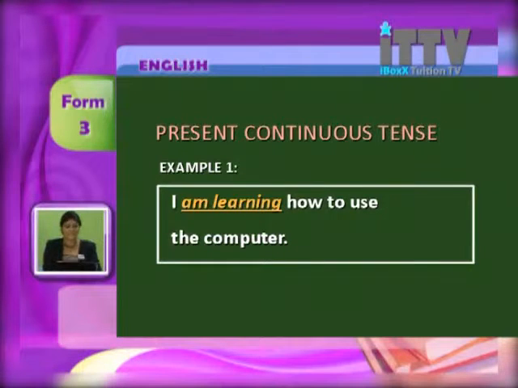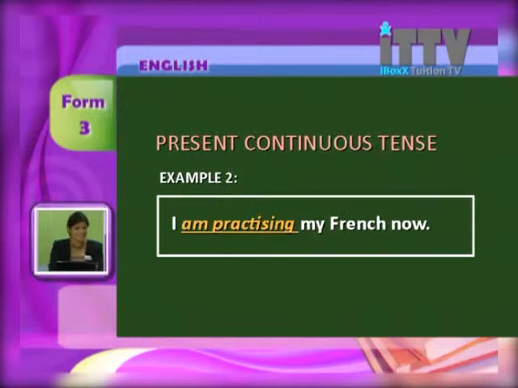The present continuous tense. Example 1, I am learning how to use the computer. Now the words I am learning tell you that it's happening now and it's also going to be in the future. That's why we say the present continuous tense. Now please pay attention to the examples because I'm going to ask you for examples after we've seen some of them. So if you remember, you might want to jot down a sentence for me as we are going along in the lesson so that you will be ready to give me an example when I ask you. Example 2, I am practicing my French now.